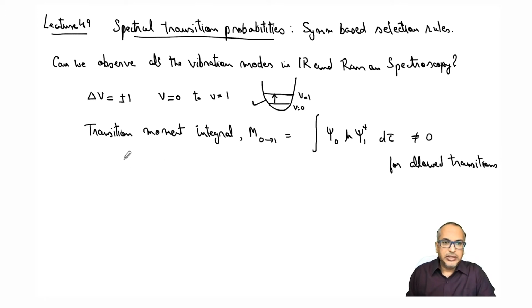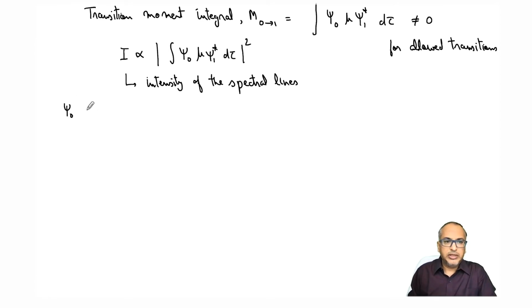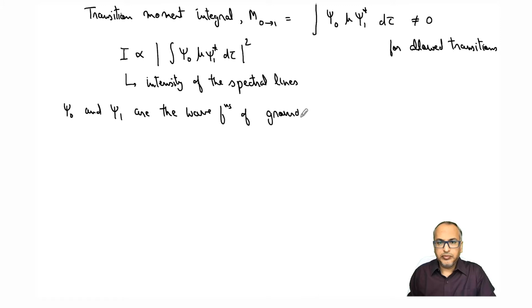Now the intensity of the spectral line, we can also measure the intensity, will be proportional to the square of this integral of mu. But of course you need to know the exact form of these psi wave functions, which we'll also discuss today. Psi 0 and psi 1 are the wave functions of the ground state and the first excited vibrational state.